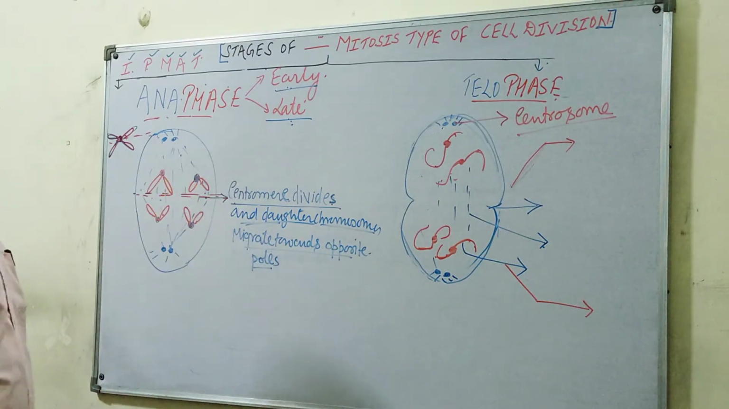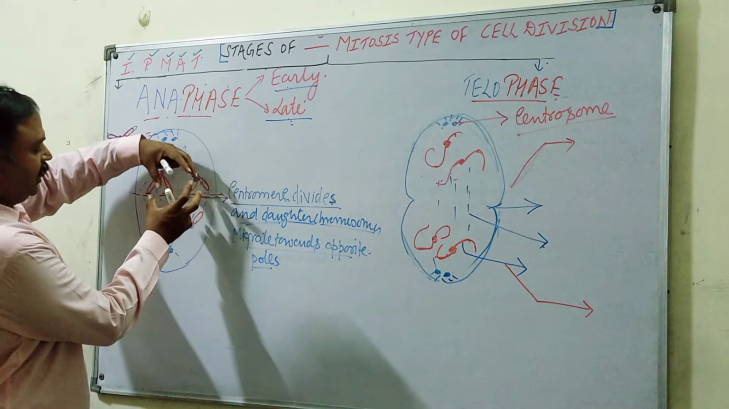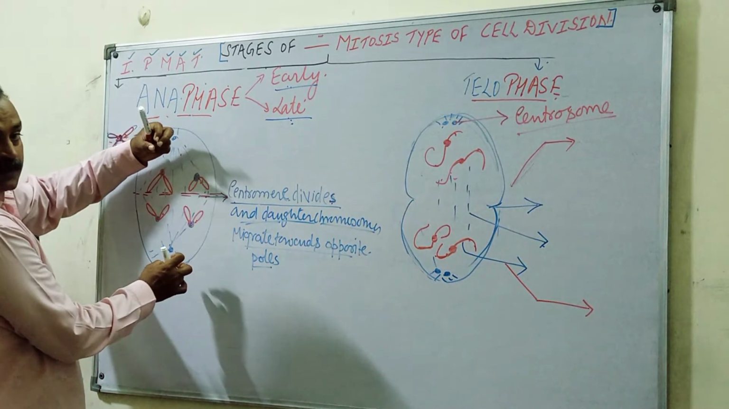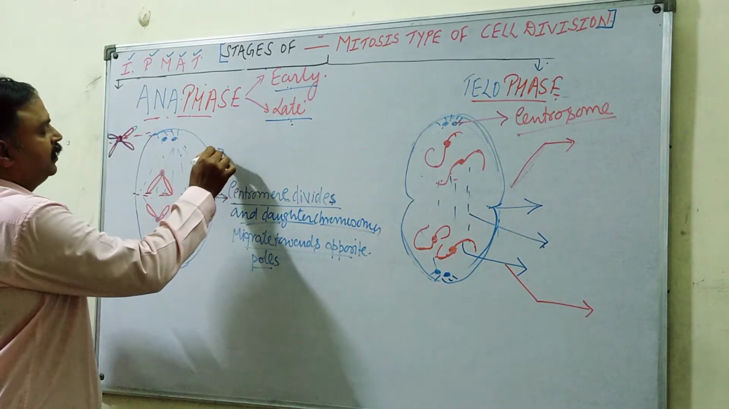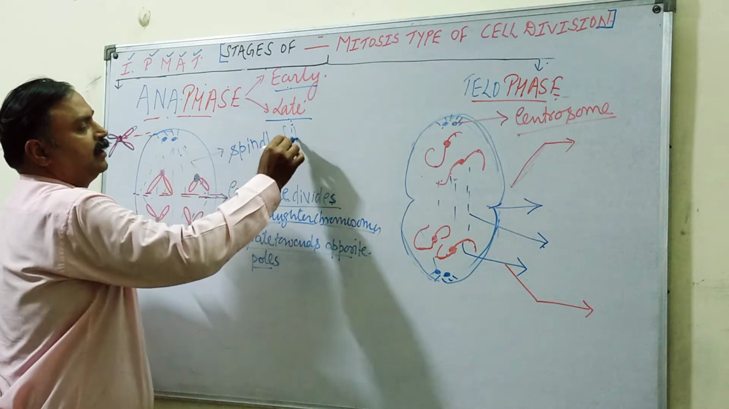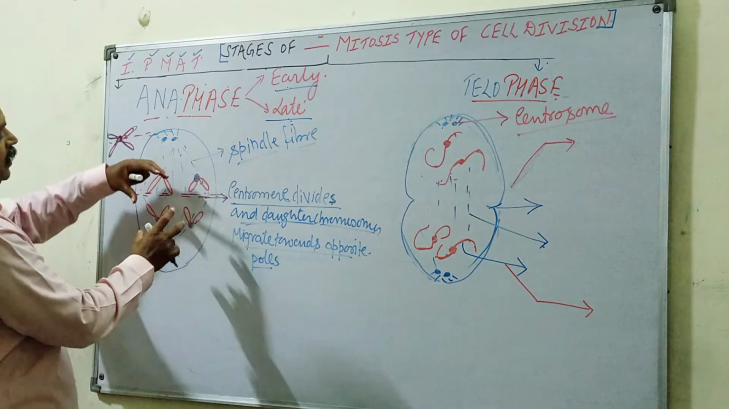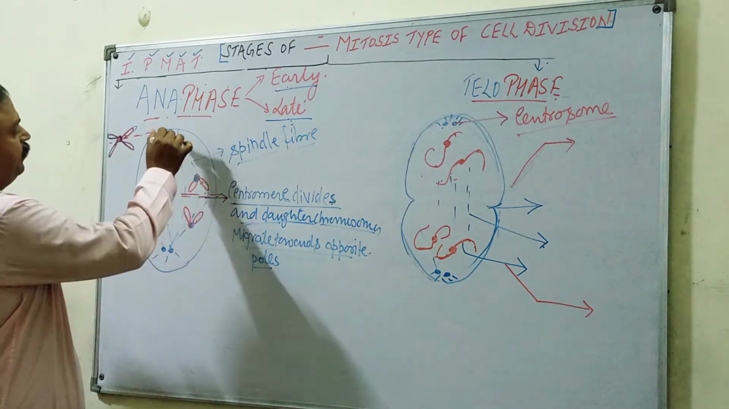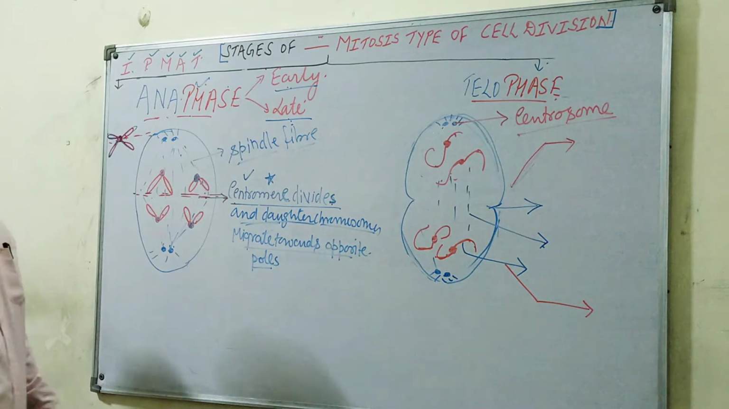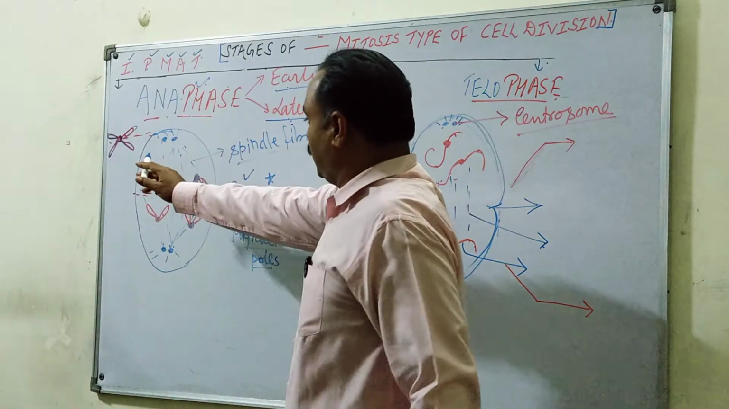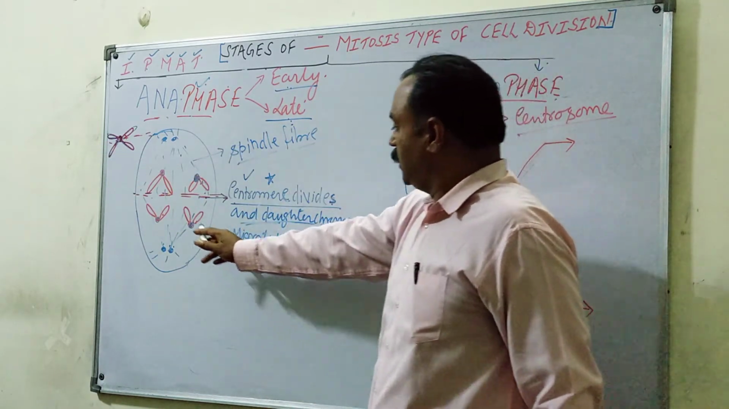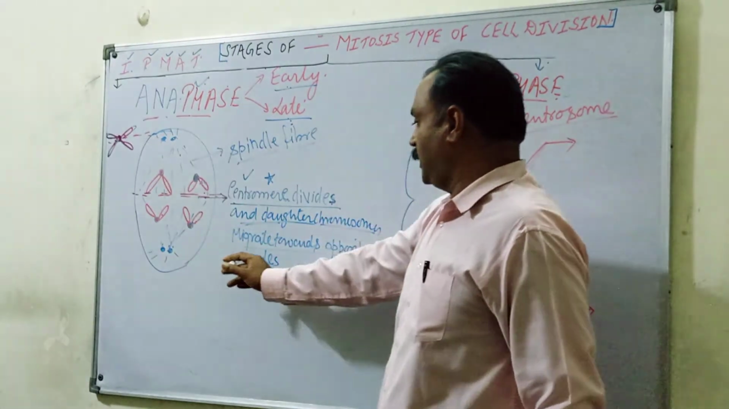Now here you can observe the function of spindle fiber. Spindle fiber helps in pulling the daughter chromosomes towards the opposite pole. Isn't it? This is the function of spindle fiber. You can study prominently and clearly the function of spindle fiber in anaphase. They pull the daughter chromosomes towards the opposite poles. So this is the important feature of anaphase. What is the feature of anaphase? In the chromosome, centromere divides and daughter chromosomes are migrating towards opposite pole.